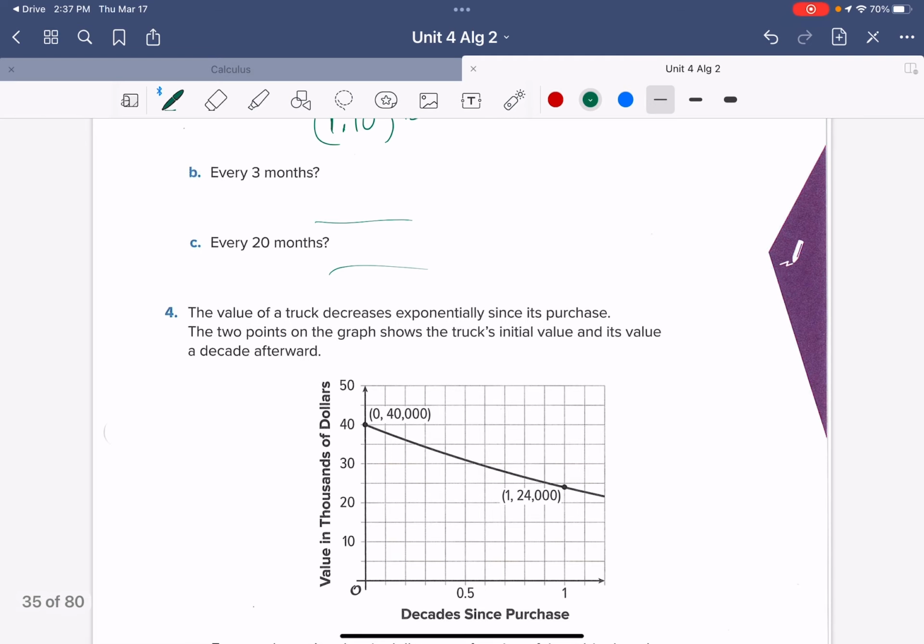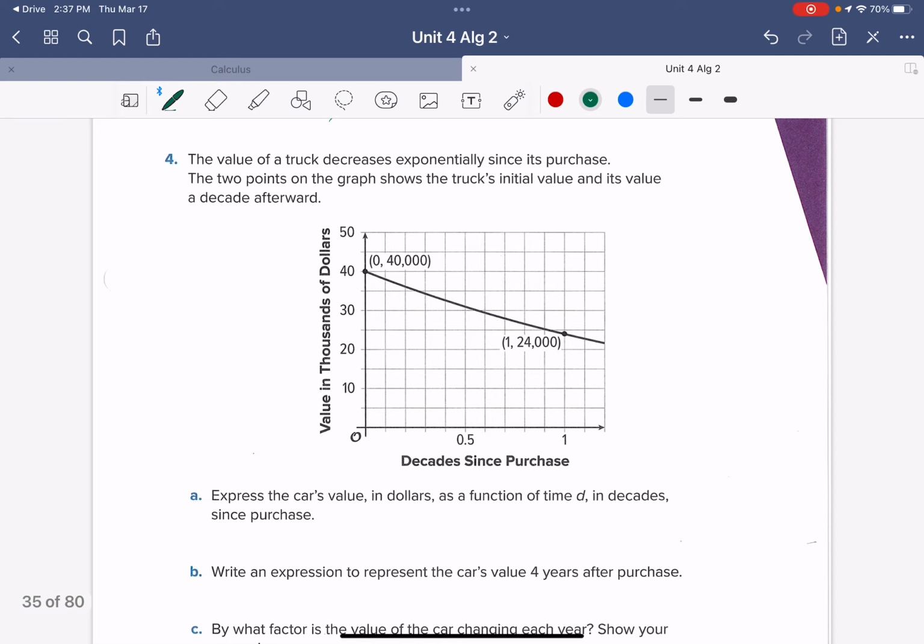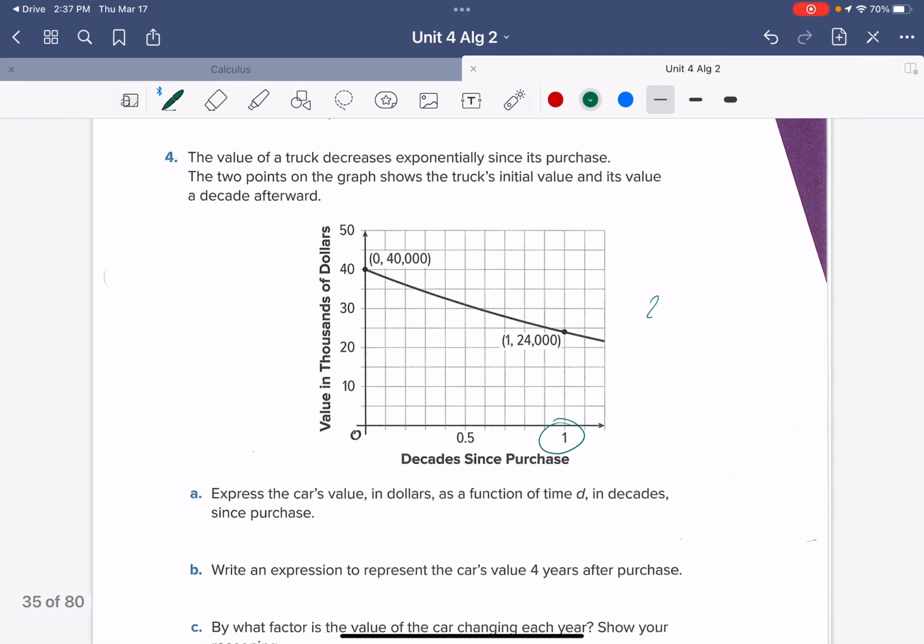All right. The next one here, we have to figure out the rate of decay for an entire decade. So a decade's 10 years. So 1 here represents 10 years, 1 decade. We got to find the change. So to do that, we take 24,000 divided by 40,000.